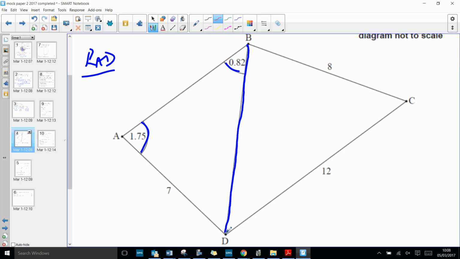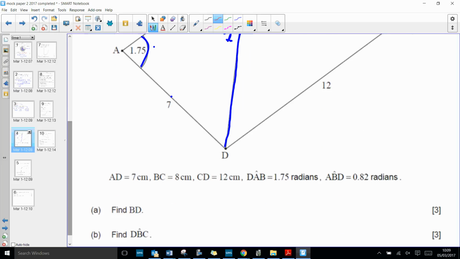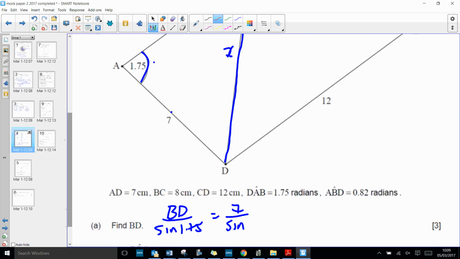So if we're trying to find this length here, let's call that x. We've got the side we're trying to find and the angle opposite it, and we have another length and the angle opposite that. So we're going to be using the sine rule. BD over sine 1.75 is going to be equal to 7 over sine 0.82. So BD is going to be 7 over sine 0.82 multiplied by sine 1.75.